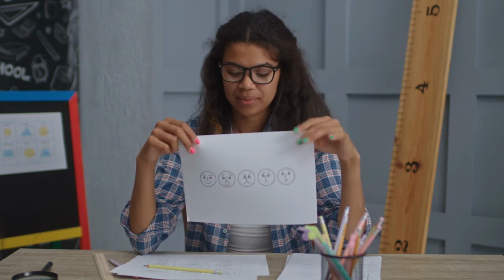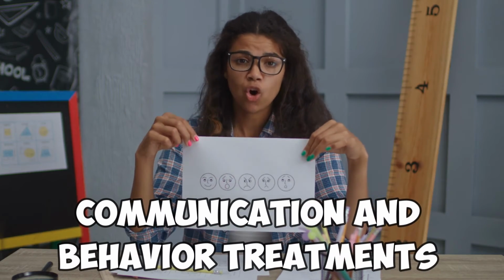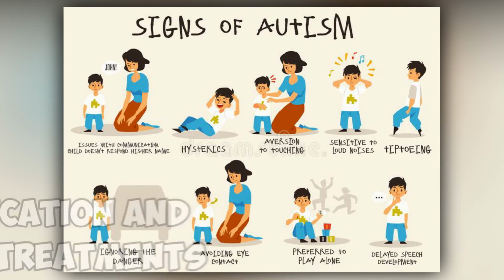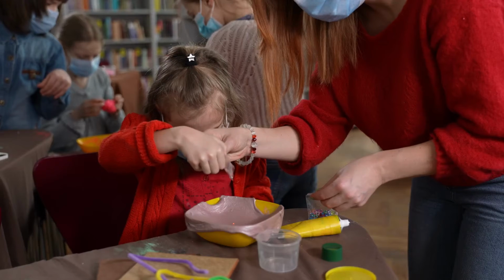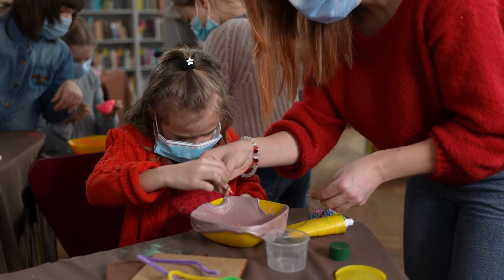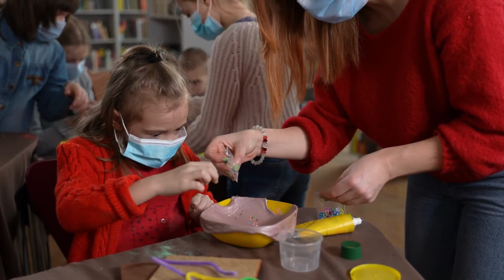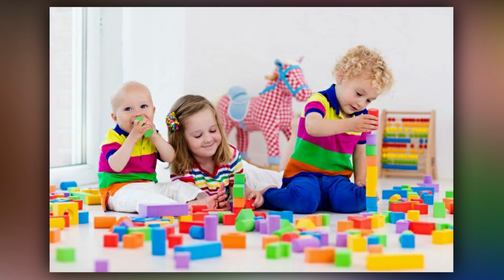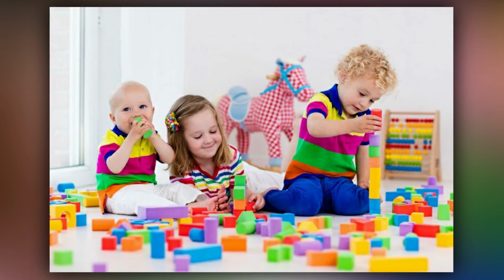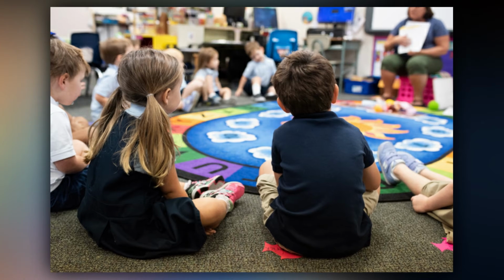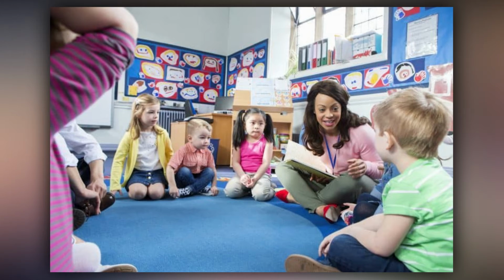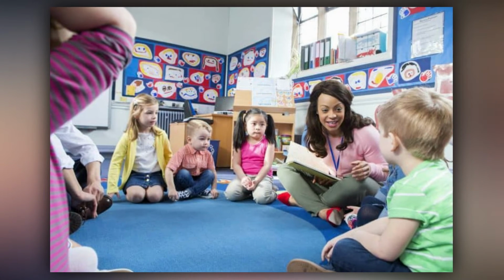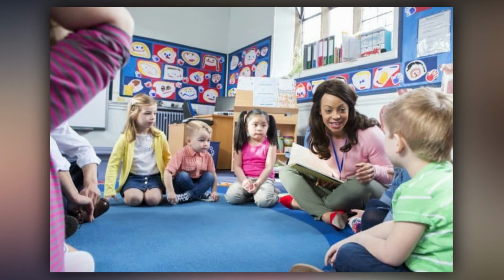Treatment options may include communication and behavior treatments. Many programs address the social, verbal, and behavioral issues that are common in autism spectrum disorder. Some programs emphasize problem behavior reduction and the acquisition of new abilities. Other programs educate children how to behave in social situations or how to communicate more effectively with others. Through a reward-based incentive system, applied behavior analysis (ABA) can assist children in learning new skills and generalizing these skills to a variety of settings.